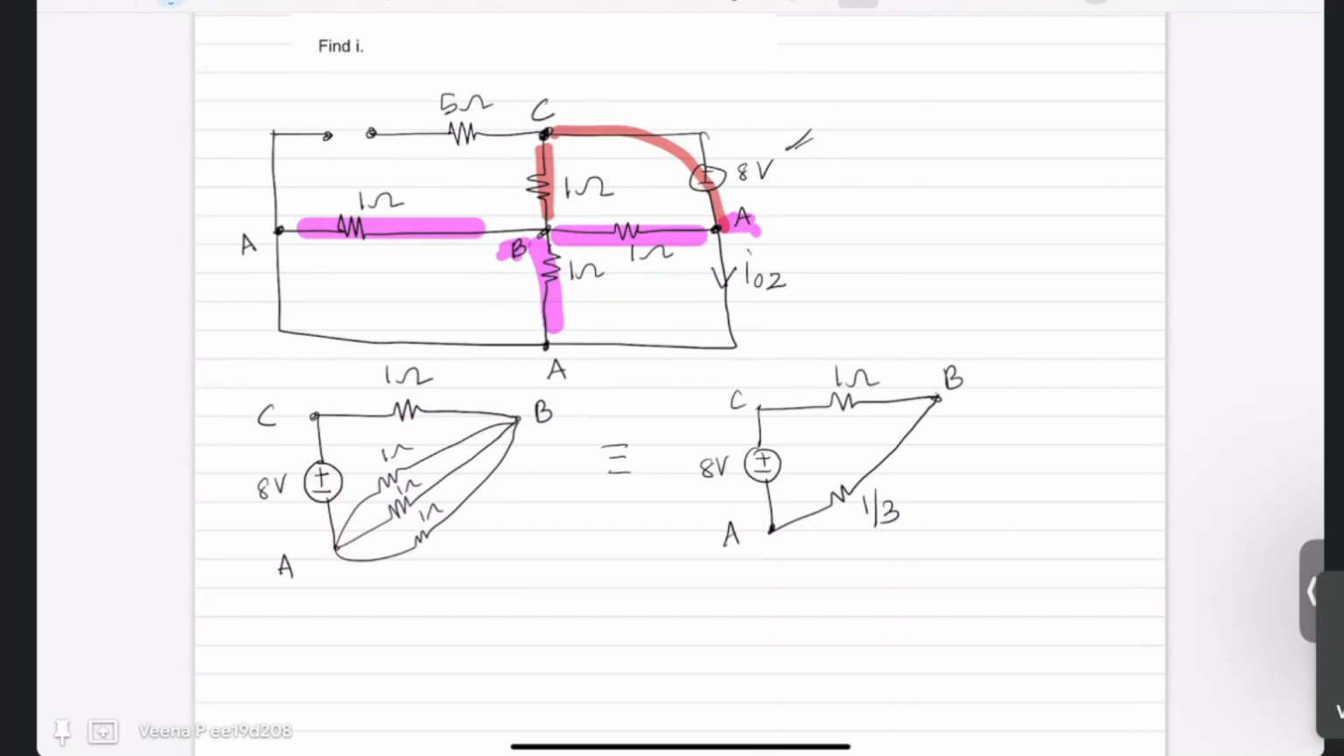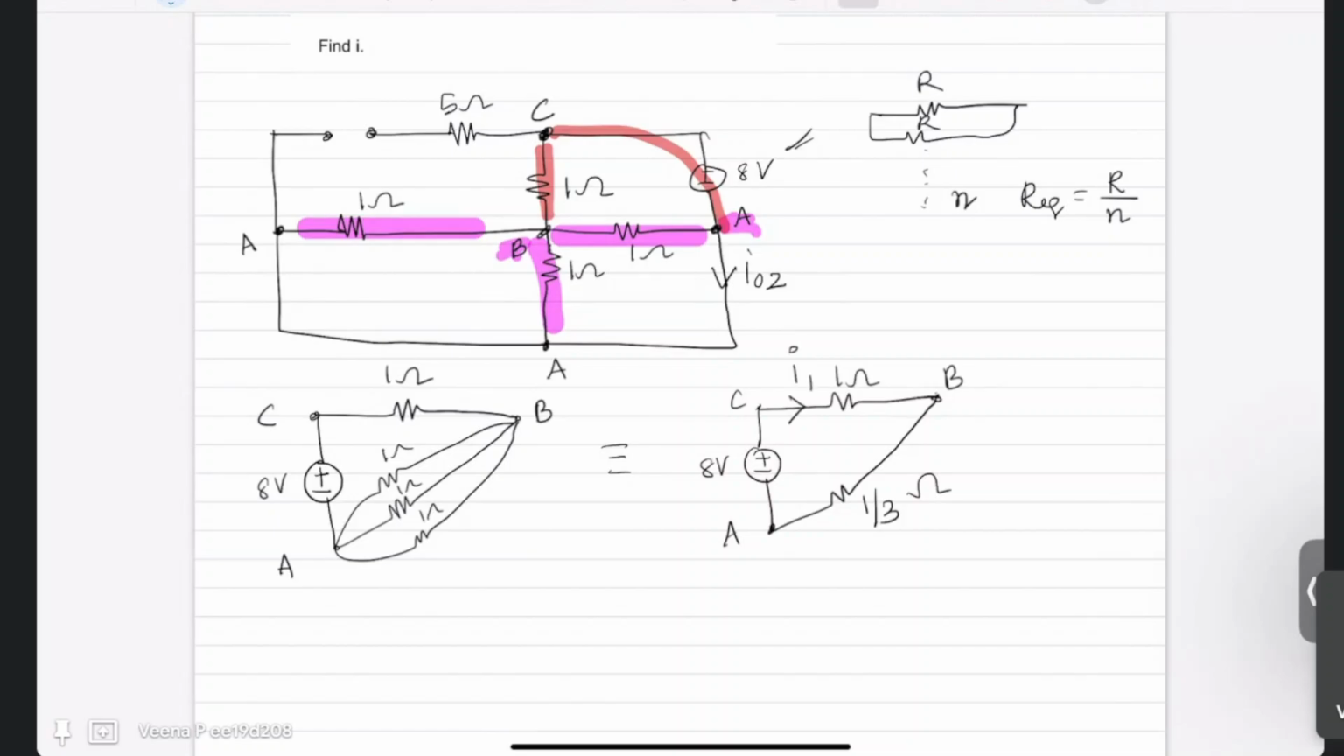I hope you all already know that when you have the same resistances in parallel, say there are n branches, the equivalent resistance will be R by N. So you have 1 ohm resistances, 3 branches. So the equivalent resistance is 1 by 3 ohms. So now you can find this current.